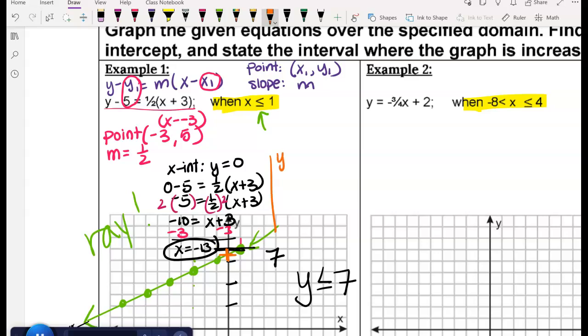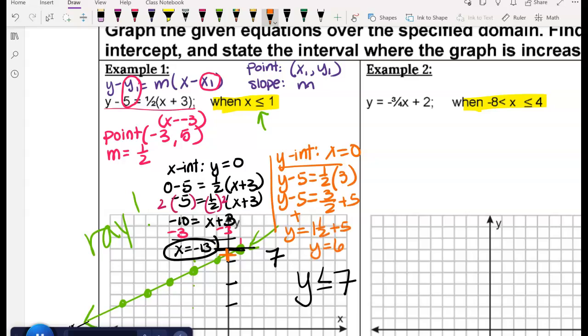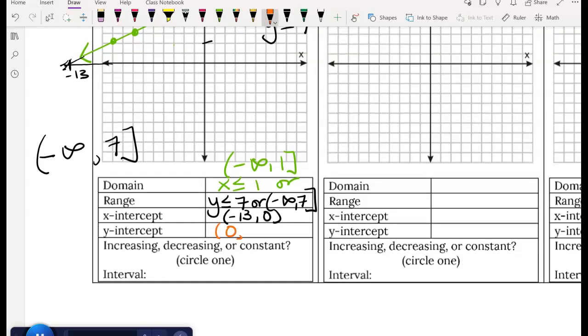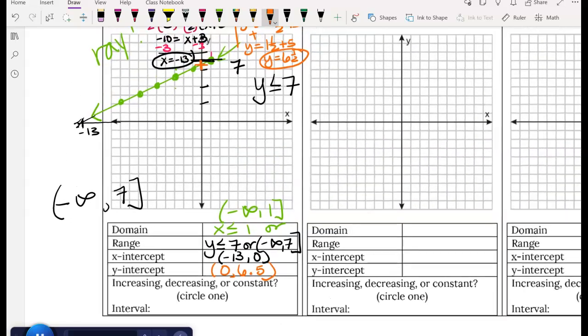Y-intercept is when x equals 0. X equals 0. So it's going to say, okay, y minus 5 equals 1/2 times 0 plus 3, and 0 plus 3 is 3. Y minus 5 equals 3 times 1/2 is 3/2. Add 5 to both sides. Y equals 3/2 plus 5, guys, 3/2 is 1.5. 1.5 plus 5 is going to give us 6.5 for the y-intercept. And write it as an ordered pair. So it's going to be 0, 6.5.